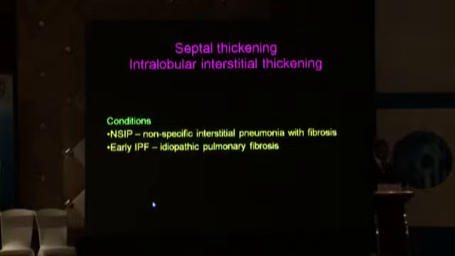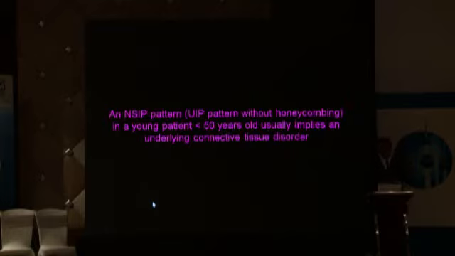The only caveat here is age. If we see what looks like an NSIP pattern in a 75 or an 80-year-old, chances are that that's early IPF without honeycombing. But if we see this in a 50 or a 55 or a 40 or a 45-year-old patient, almost always this means that there is underlying connective tissue disease or collagen vascular disease.